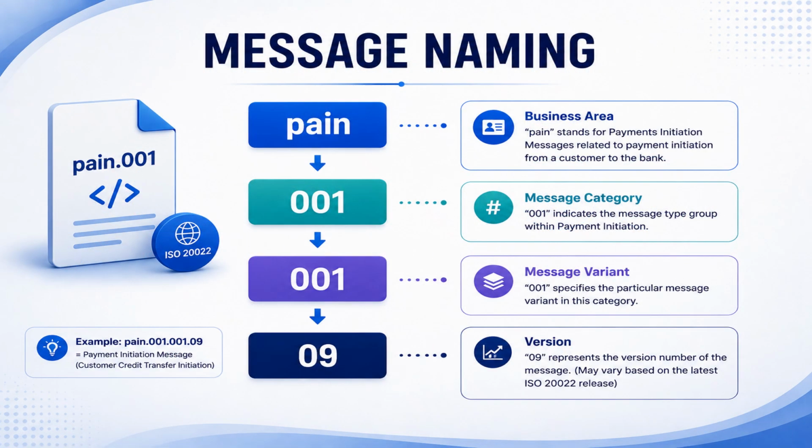Message naming. Let's decode the message name. Pain identifies the business area. It stands for Payments Initiation. 001 identifies the message type. It represents Customer Credit Transfer Initiation. The next 001 indicates the message variant. Finally, 09 represents the version of the message definition used. Understanding the naming convention makes it easier to identify any ISO 20022 message.